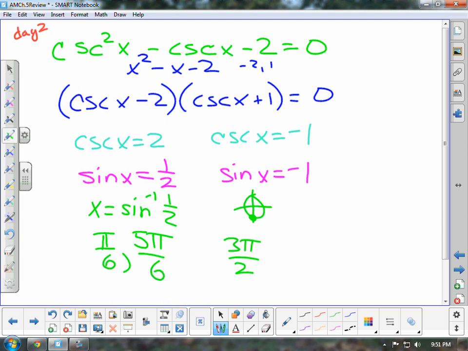Again, if you want to try to enter this into your calculator, to do this one, you would have to put 1 over sine of x squared minus 1 over sine of x minus 2 equals 0, and then graph that. And when you did, it would cross the x-axis 3 places between 0 and 2 pi. Something like that.